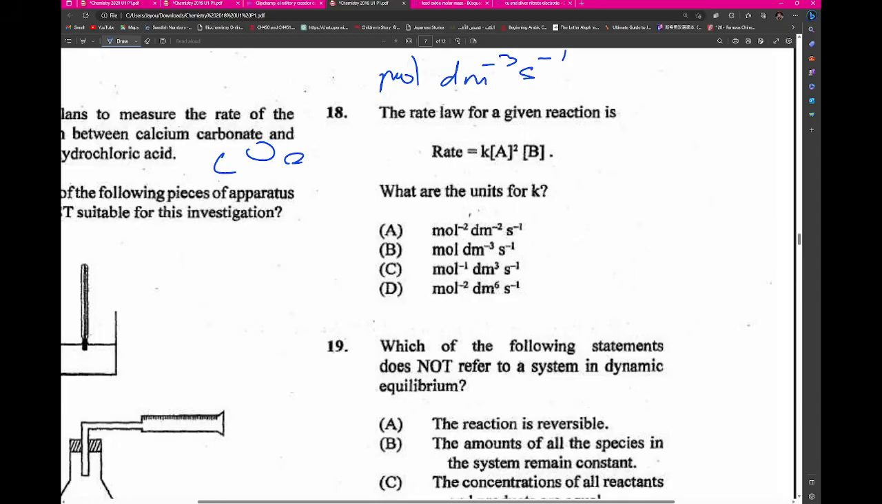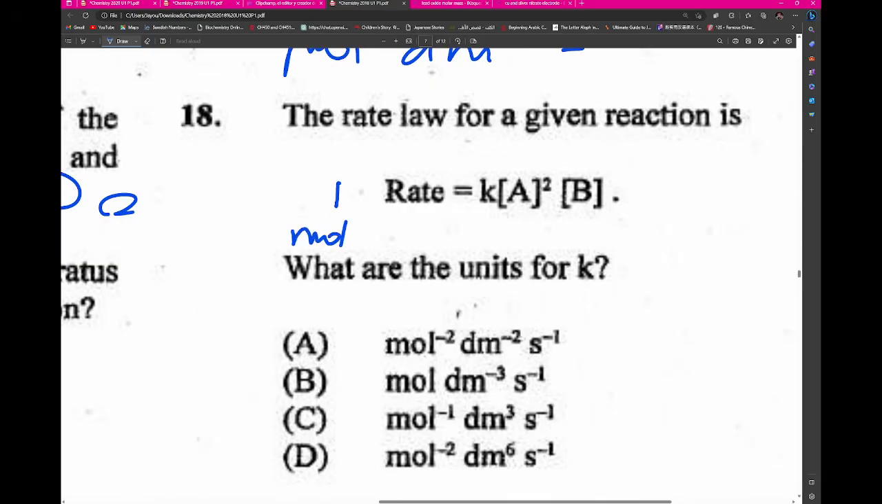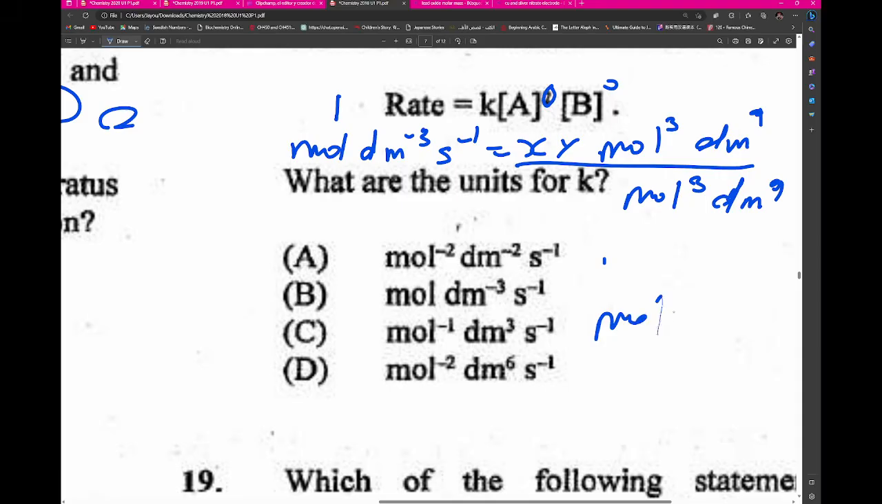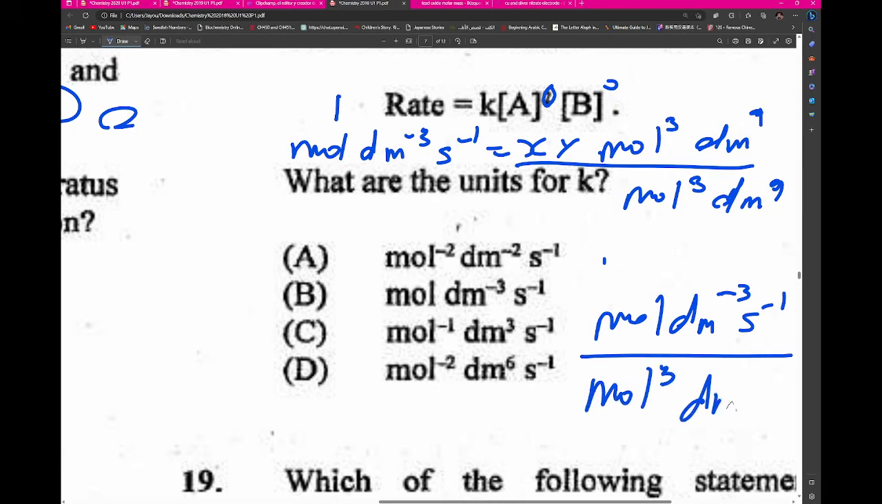So if we have the rate to be mole per dm cube per second, and we don't have K, here we're gonna have K times this squared, this regular, so it should be mole cube per dm cube, 12 dm to the 9th, right? So if we're gonna find K, we're gonna divide, I believe. Wait, hold on. We're gonna divide it like this, mole cube dm 9. Let me move this down here. We're going to have mole per dm cube per second divided by mole cube dm to the 9th.